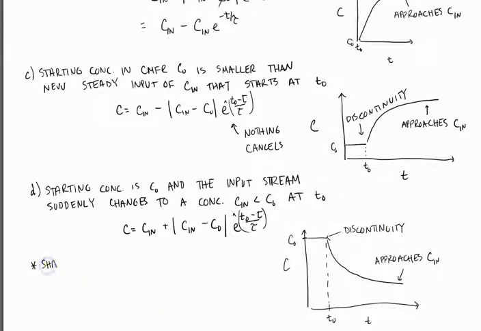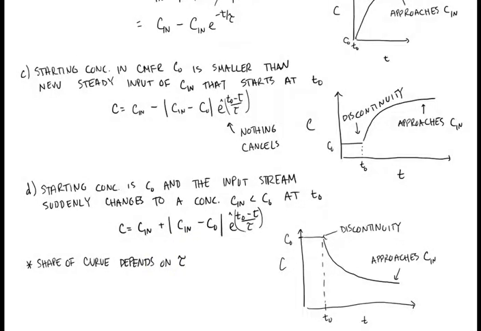So I hope that this is helpful. I'm hoping that you see and highlight some terms that you might see in different sorts of situations, and now you know what to do. Recognize that the shape of the curve depends on tau, and what you can do is make a spreadsheet in Excel and look at the way different taus or different residence times change the shape of that curve.